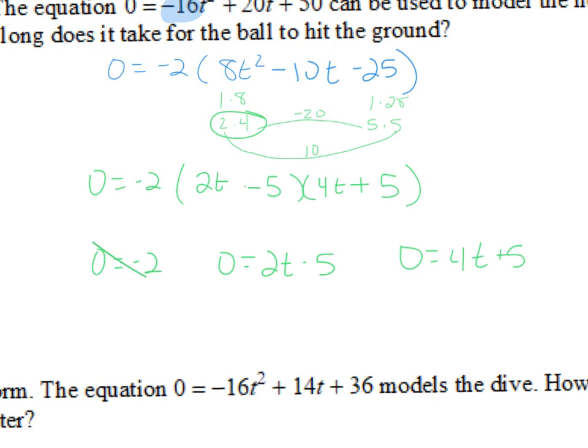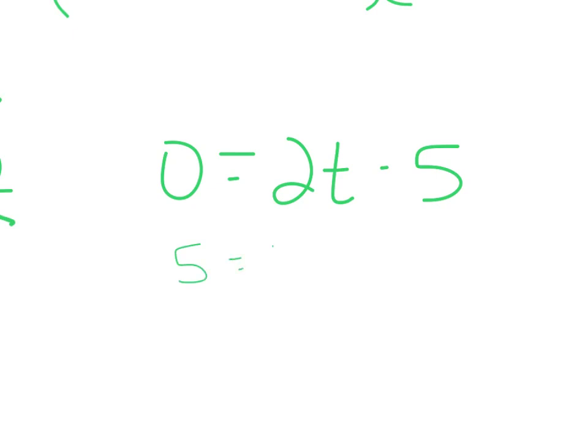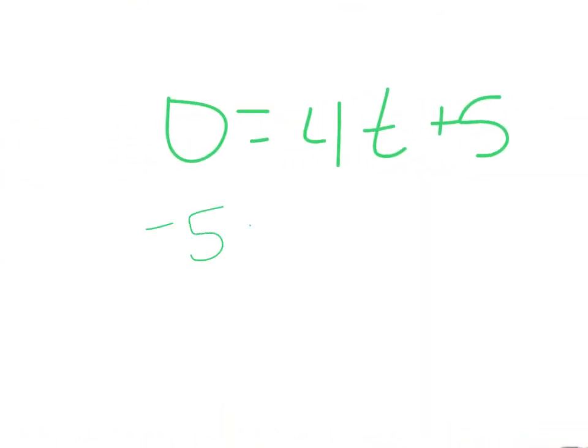Okay, now this one's out. 0 equals negative 2 is impossible. Okay, on this one, I'm going to go ahead and add the 5 over, and then divide and get 5 halves. On the second one here, I'm going to subtract that 5 over and get negative 5 equals 4t. And then I'm going to divide and get negative 5 fourths equal to t.